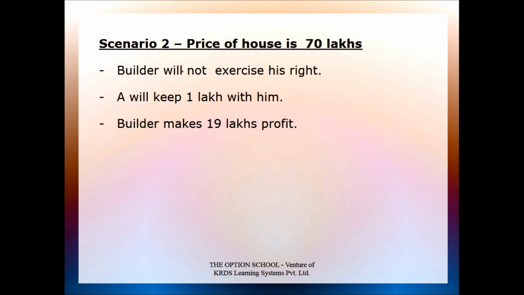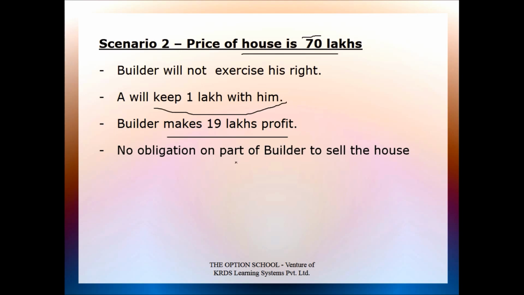Another scenario is the price of the house on 30th March is 70 lakhs. Now in this case, builder will not exercise his right. What right? The right which he has purchased, that he will be selling the property to A in 50 lakhs. Now builder has his choice that he may not exercise his right, because obviously if he sells his property in 50 lakhs, he is losing 20 lakhs. Now he will say, Mr. A, you keep this 1 lakh with you, right? And I am going to sell this property to somebody who is going to give me 70 lakhs. So builder makes 19 lakhs profit in this case, right?